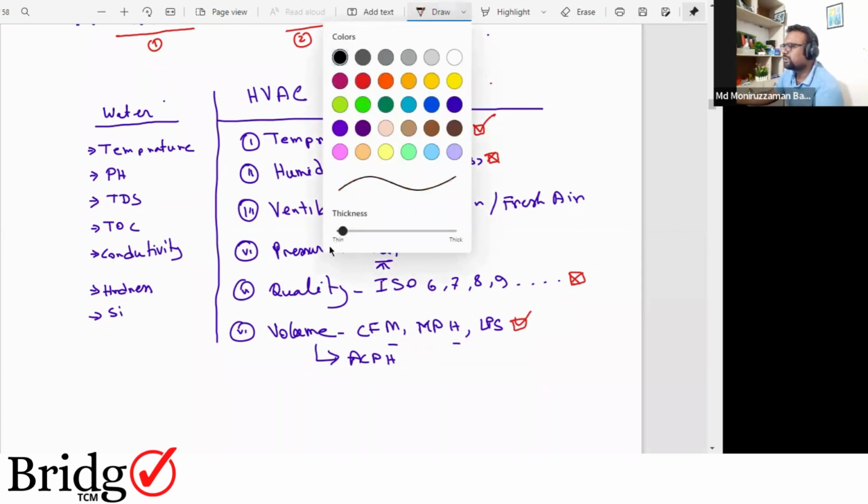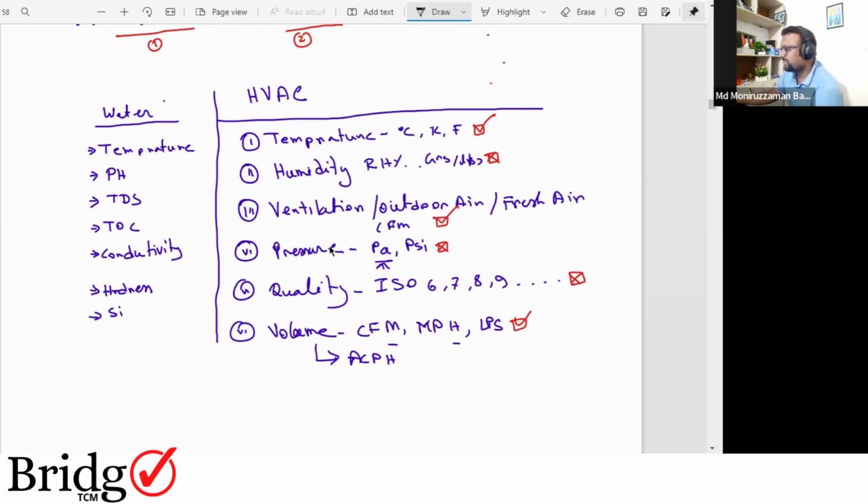Now let's talk about some other project. If your project is an operation theater, obviously you're going to have control on temperature and humidity. Ventilation, obviously we need there. Pressure, obviously, depending on the nature of the operation theater, we might have a positive or negative pressure inside the room, so that will be controlled. Quality, obviously, we are going to have control over particles, and also we are going to use a UV filter to kill bacteria. Volume, obviously, we're going to use this one.